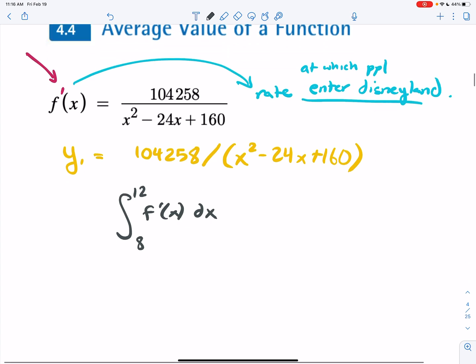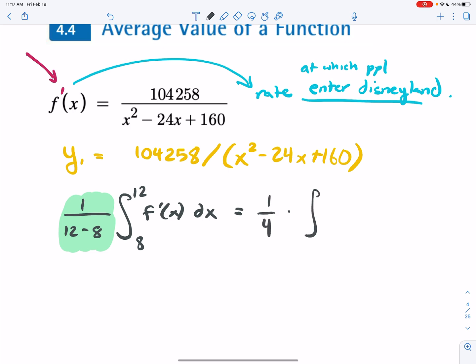So what I want to do here is divide it by 12 minus 8. This right here is what makes it the average value, okay? So first, just how do I get the answer? And then secondly, what does it all mean, okay? So go ahead and type this onto your calculator. That's 1 over 4 times math 9 from 8 to 12 of alpha trace y1 dx. So I'll do that too.